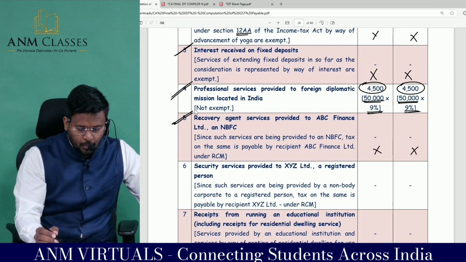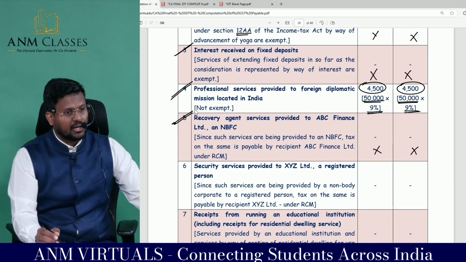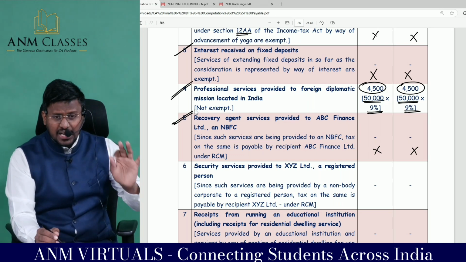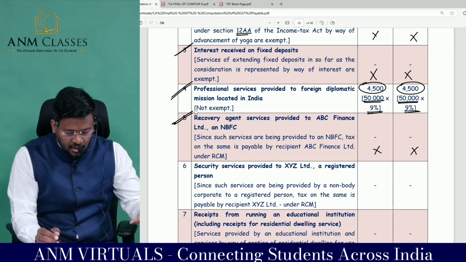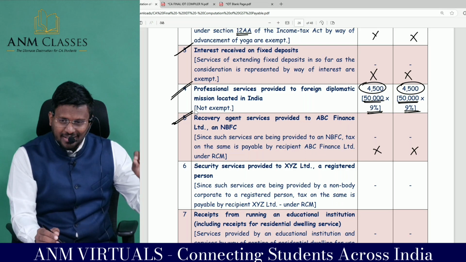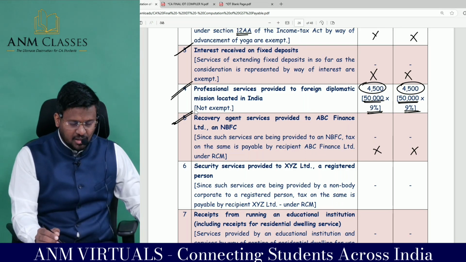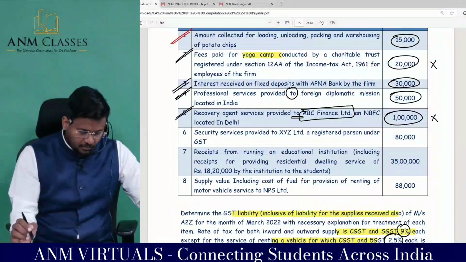Recovery agent services provided to ABC Finance Limited, an NBFC. Since such services are being provided to an NBFC, tax on the same is payable by the recipient ABC Finance Limited under what charge mechanism?